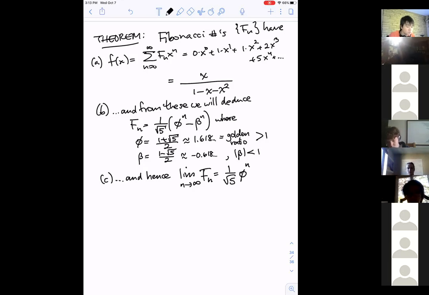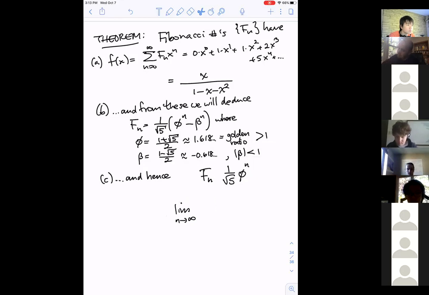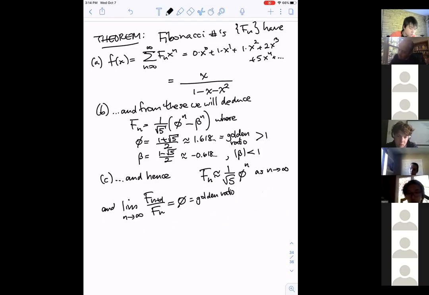In fact, maybe what I really want to say, that's not really a limit. Let's not phrase it like that. All right, I'm going to make an imprecise statement and then a precise statement. As n goes to infinity, the Fibonacci number is approximately 1 over square root of 5 times phi to the n. And what we can say is, in the limit as n goes to infinity, the ratio between them is phi, the golden ratio.